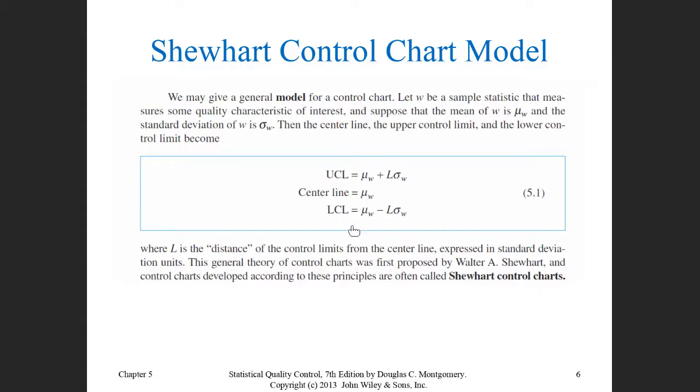The lower control limit is similar: the L refers to the distance between the lower control limit and the mu. The L multiplied with the standard deviation is how we measure the distance in the control chart, similar to the normal distribution. We measure it by the number of standard deviations: 1 standard deviation, or 1 sigma, 2 sigma, or 3 sigma from the mean. And that is what is referred to here as the control charts model, or the Shewhart control charts model.